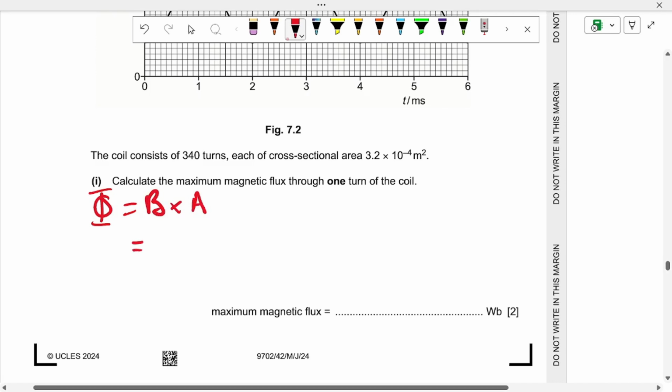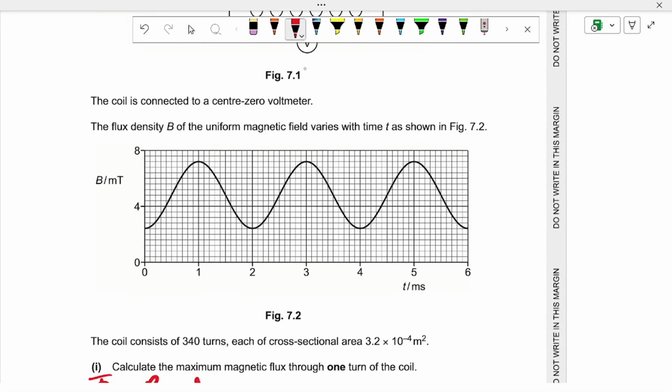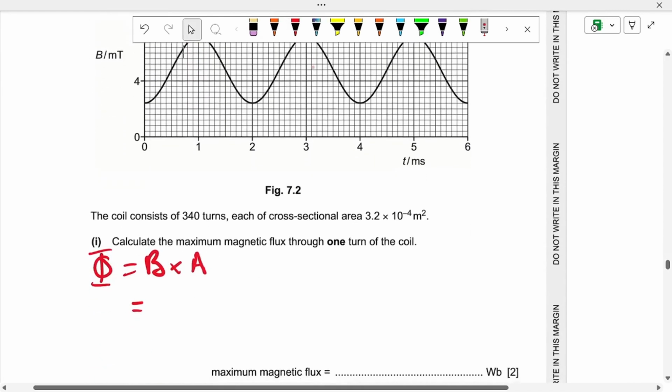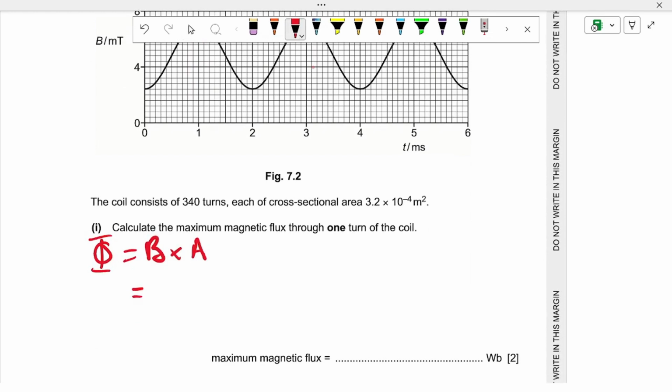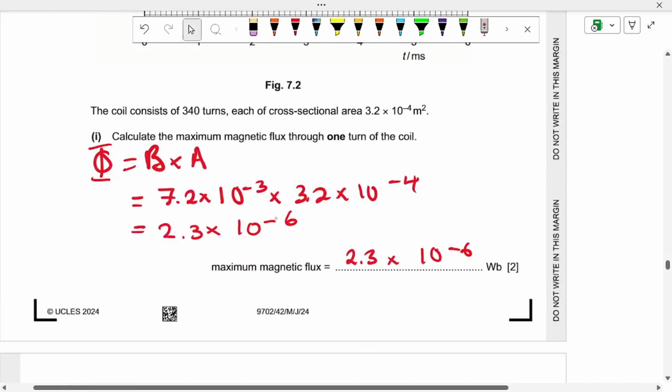And the maximum flux density from the graph, guys, let's look at it. It's going to be 7.2. So it's going to be 7.2 for my B. And my area is 3.2 times 10 to the power of negative 4. So my answer is going to be 2.3 times 10 to the power of negative 6.